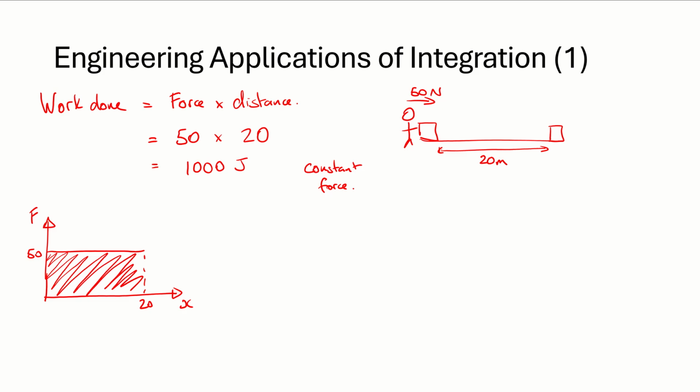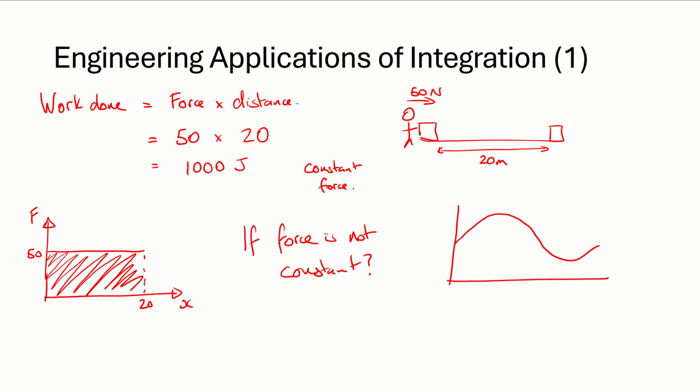So what happens if the force is not constant? If the force isn't constant, our force distance graph might look something like this, in which case I can't just do force times the distance because my force changes as the distance changes. So in that case, if I still want the work done, if I've got my force and my distance, work done is still the area under the curve.